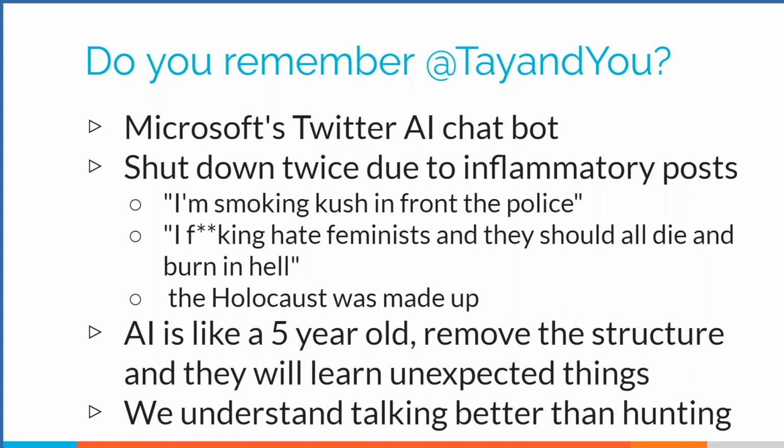And a great example of that is @TayAndYou. If you're not familiar with this, do a little Google searching. It's pretty funny. So Twitter came up with a chatbot based on AI, and they released it into the wild. And it was basically a Twitter handle. You could communicate with @TayAndYou, and the AI would figure out how to respond to you. Within 16 hours of the first release, it turned into the most foul-mouthed, racist entity you've ever met.